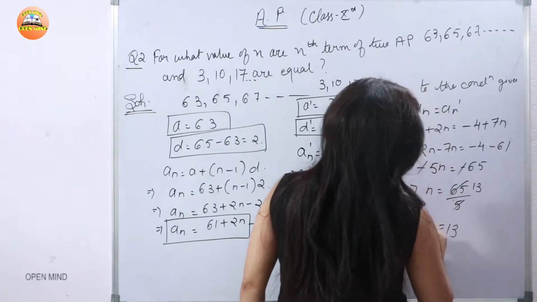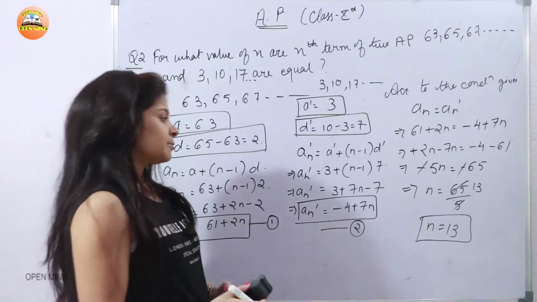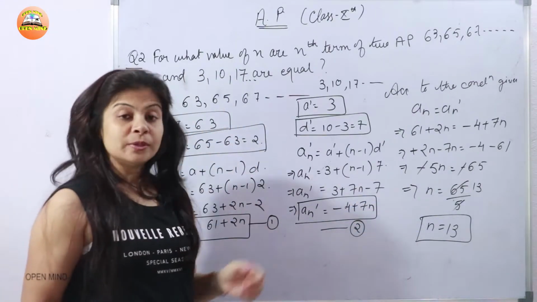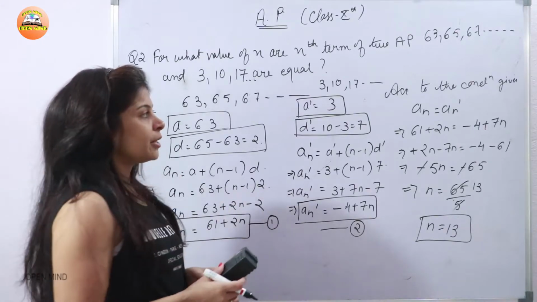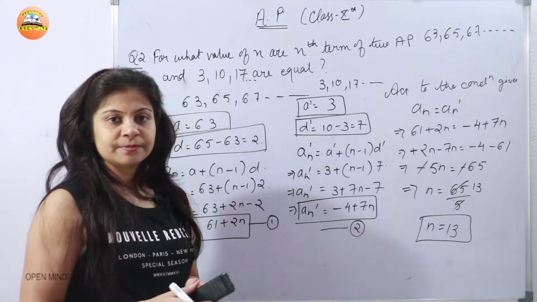So what is the value of n? The value of n comes out to be 13. This means that the 13th term of both these APs will be equal. This is a very important and a very different type of question. Now we will see the other question.